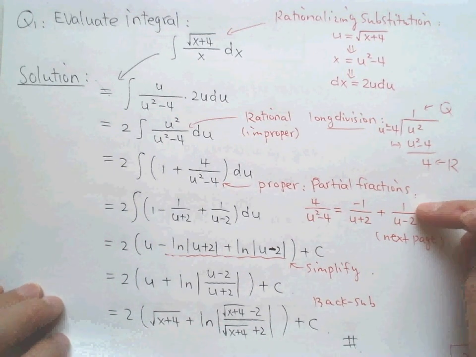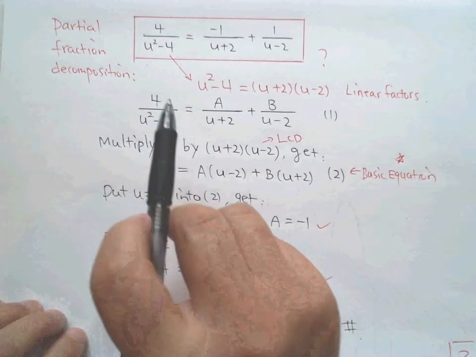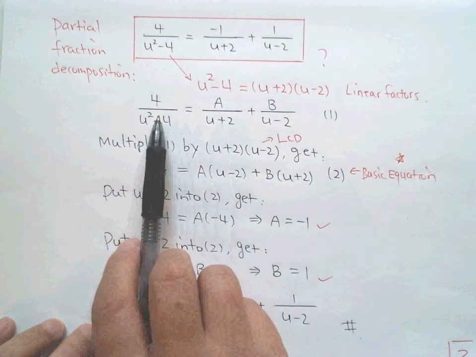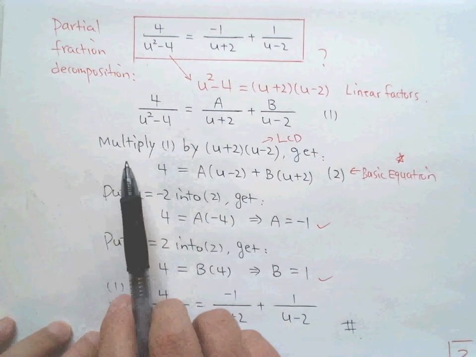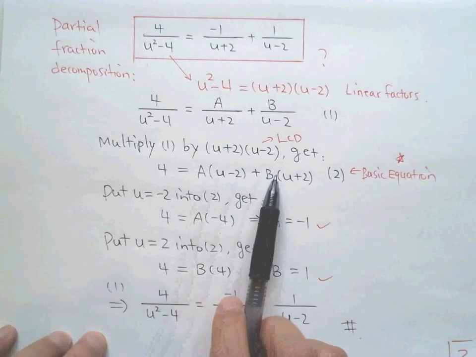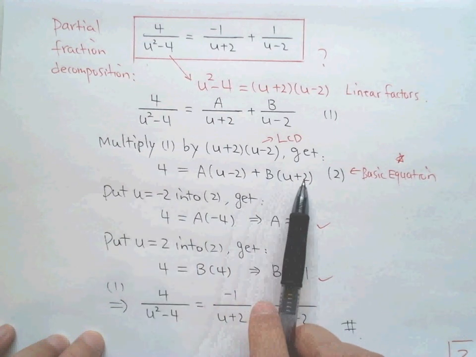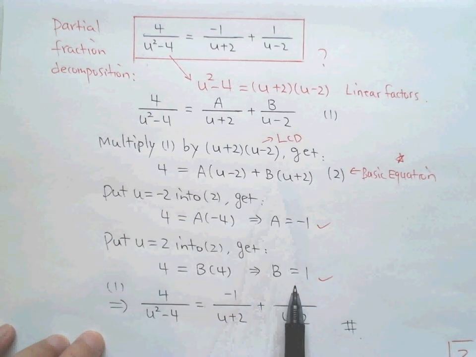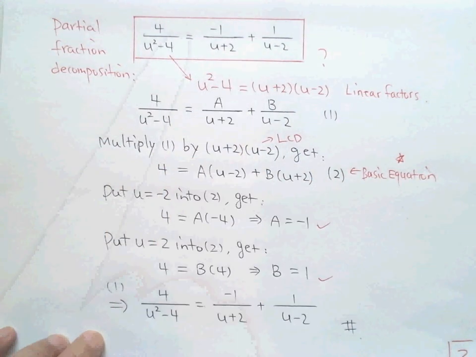I said that I was going to show you the detail for the partial fraction. I'll just go over it a little. Because the factor is linear, remember we have the basic decomposition, the first A and the B, and then multiply by the LCD, we get the basic equation. How to solve for A and B? I use the method of plugging in special values. I plug u equals -2 to get A, and then I plug u equals 2 to get B. See, we get A and B, and then plug into 1, we get what we need.